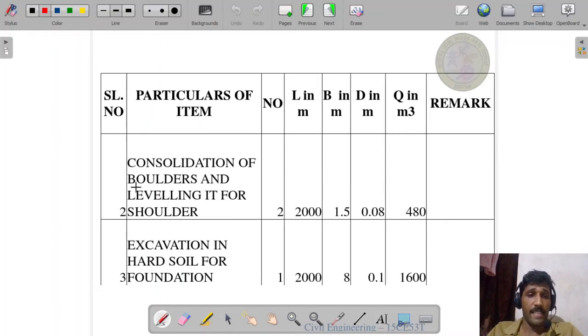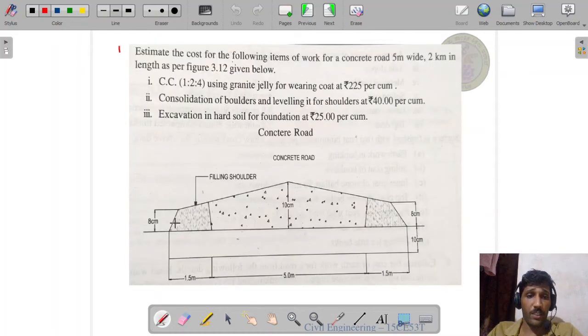Next, second item: consolidation of the boulders and leveling it for shoulder. Length is 2000 meter, breadth 1.5 meter, and both side shoulders are there, therefore I am taking two numbers. For the thickness of the shoulder, I am taking an average thickness of 8 centimeter.